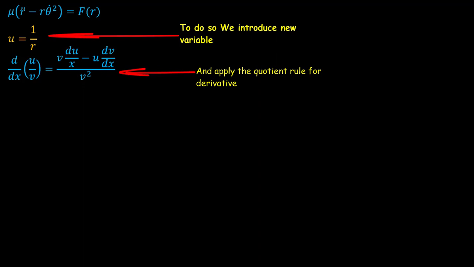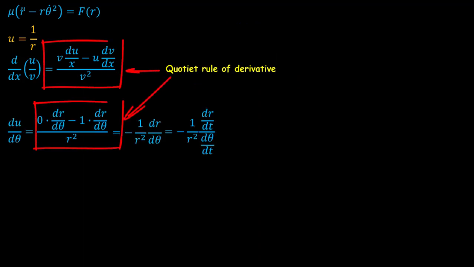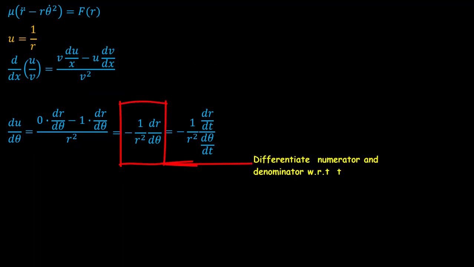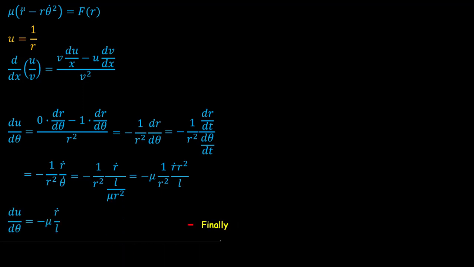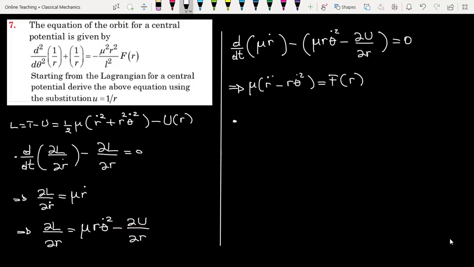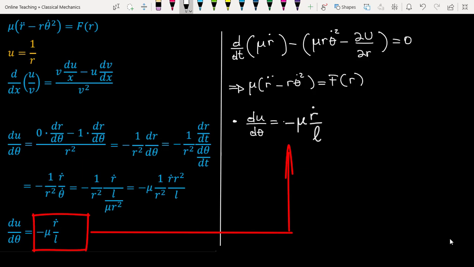For finding r dot, we introduce a new variable u. Now we differentiate numerator and denominator with respect to time. Remember the conservation of the angular momentum. And now I find the first derivative with respect to d theta. This is the first step to find r double dot.